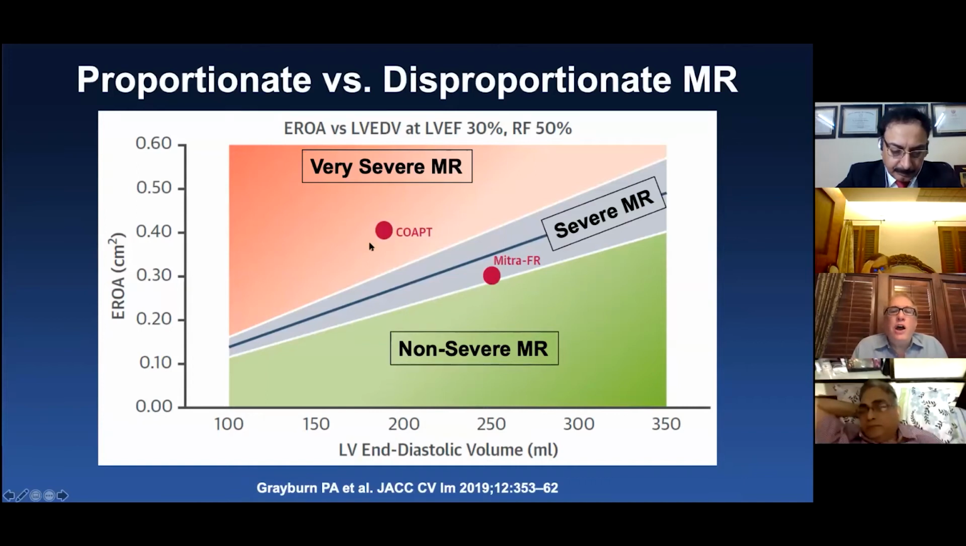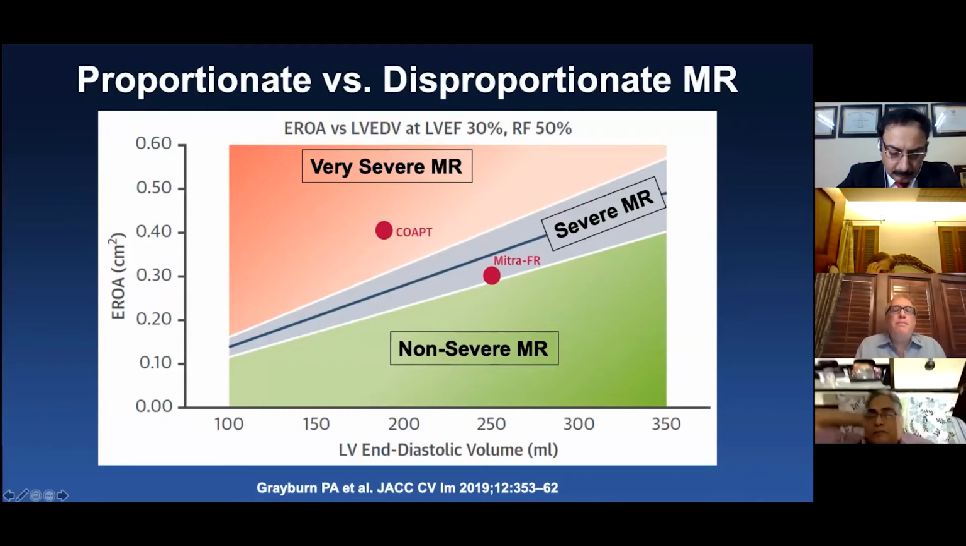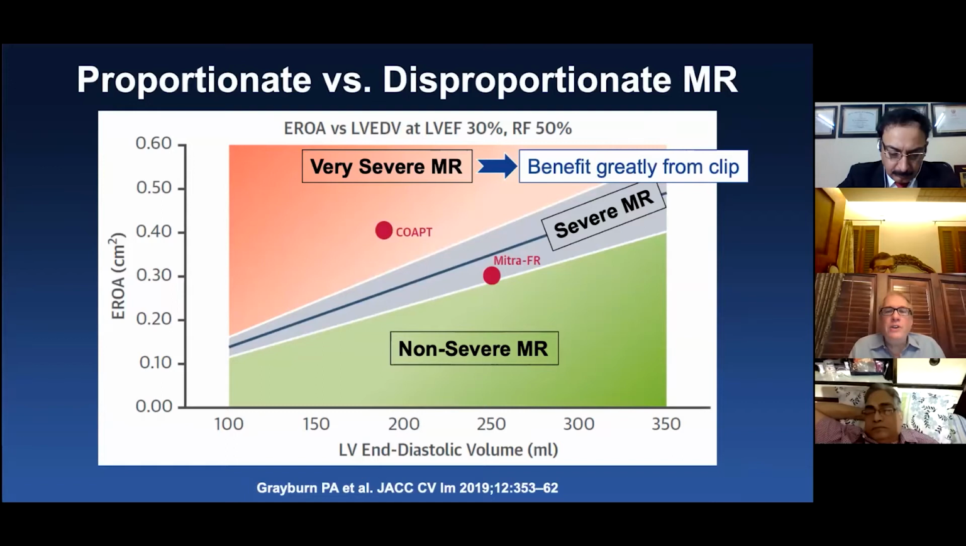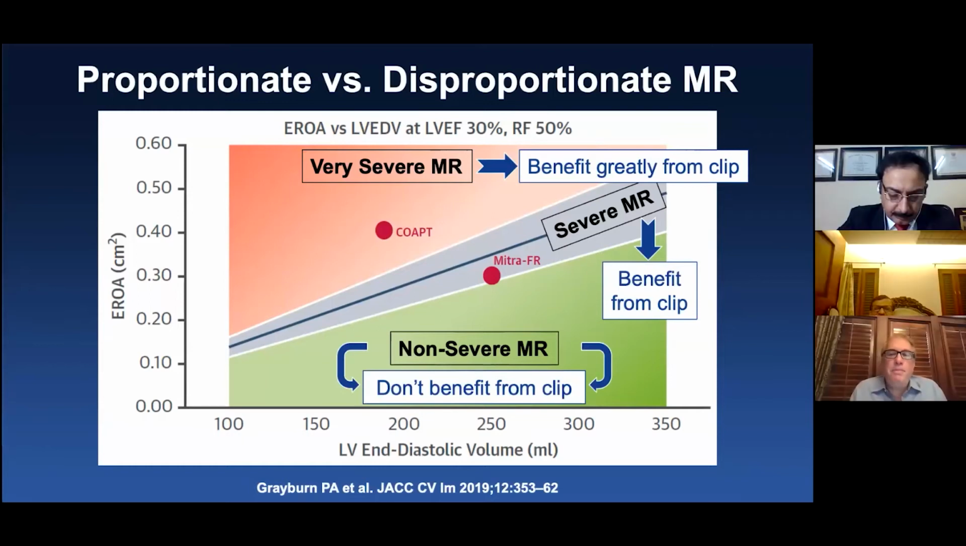And these are the mean values, so there's obviously a cloud of values around each of these. But as a result, the typical patient in COAPT had very severe MR, whereas the typical patient in MITRA-FR had either severe MR, with many of them having non-severe MR. So this was probably the biggest difference why COAPT was positive and MITRA-FR wasn't. So very severe MR will benefit greatly from the clip. Severe MR will also benefit from the clip, but non-severe MR do not benefit from the clip.